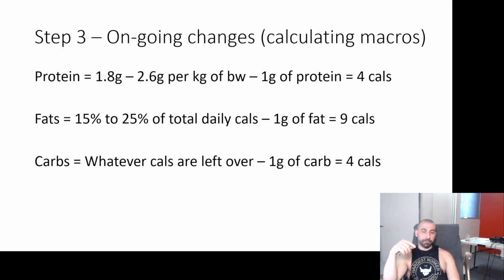So fats, whatever your total calories is, let's say you are consuming 2,500 calories. That's going to be the calories that you want to consume for your deficit. 15 to 25% of your total calories should come from fat. Also, remember, 1 gram of fat equals 9 calories. Carbohydrates, whatever calories are left over after calculating your proteins and fats, that can come from carbs. That might have sounded confusing, and we're going to do an example.